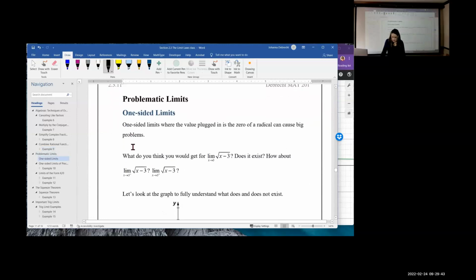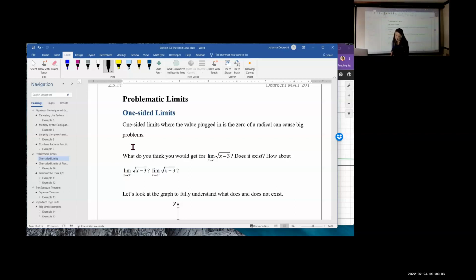Let's talk about some problematic limits, some that are more difficult, that can cause difficulty because we have to think about what side we're approaching from. These are the one-sided limits, the ones we're going to start with, where the value plugged in is the 0 of the radical. All right.